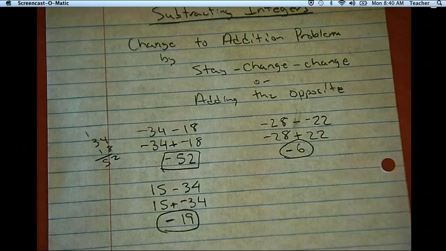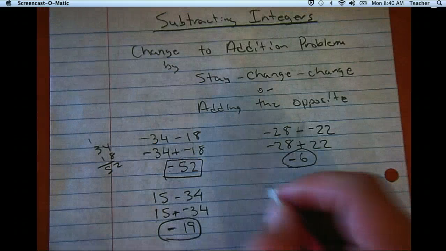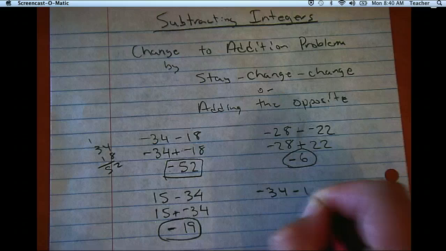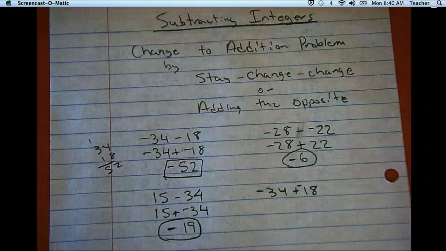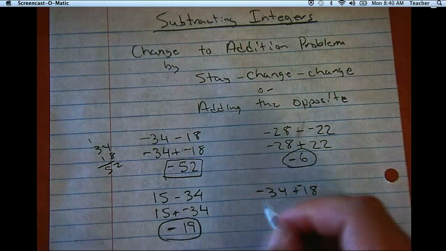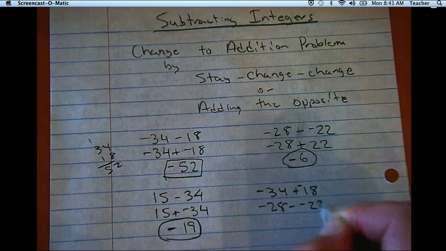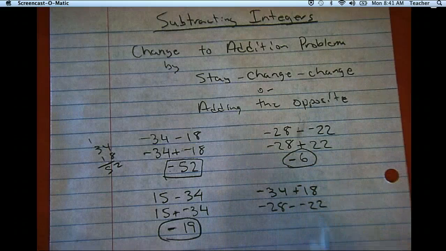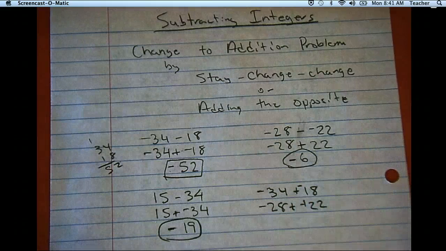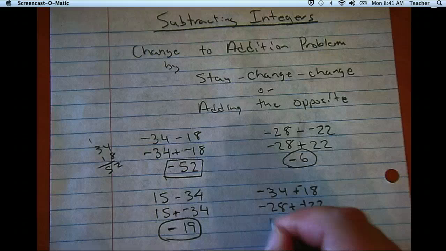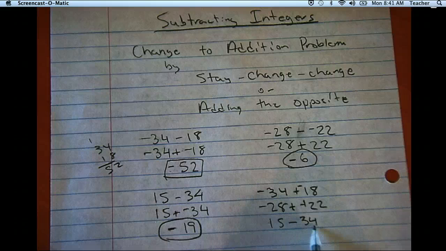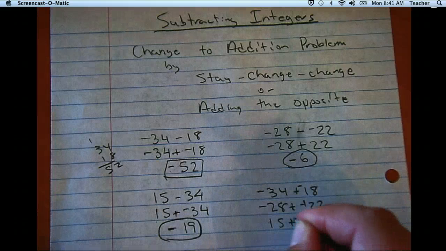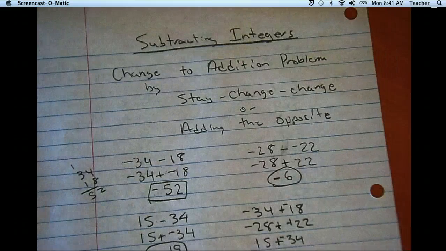Okay? Now, stay, change, change, I'm going to show you why it's just really adding the opposite. So if my problem is negative 34 minus 18, I'm really adding the opposite of 18, which is adding a negative 18. The next one, negative 28 minus negative 22, I'm really going to add the opposite of negative 22, so it's going to be plus 22. My last one, 15 minus 34, I'm really going to add the opposite of 34, so it's going to be plus a negative 34. So it's just a different way to rewrite those problems.